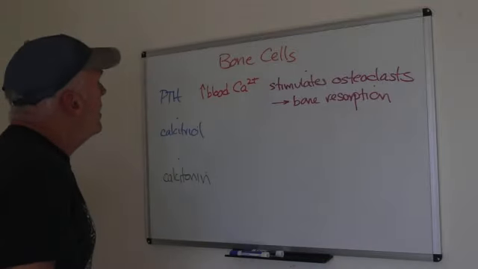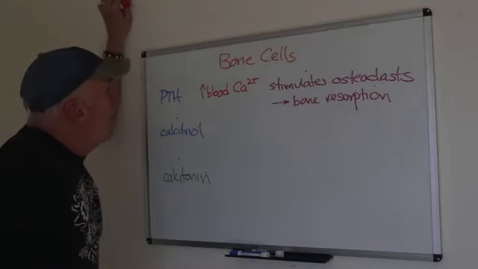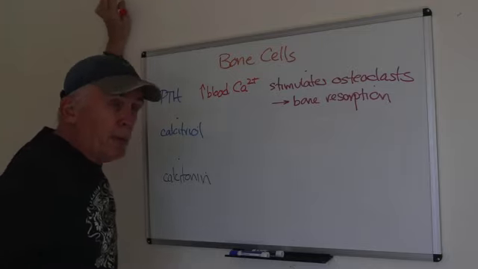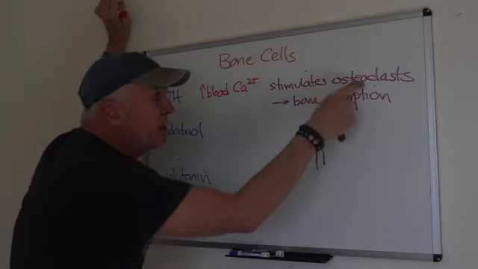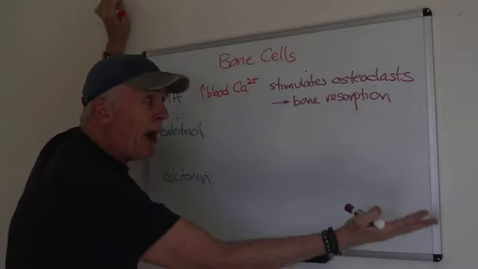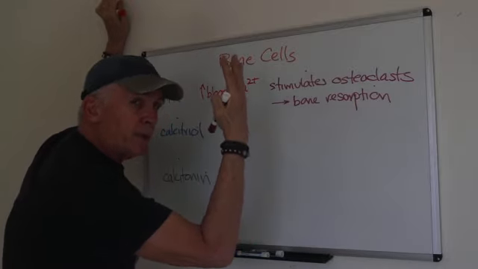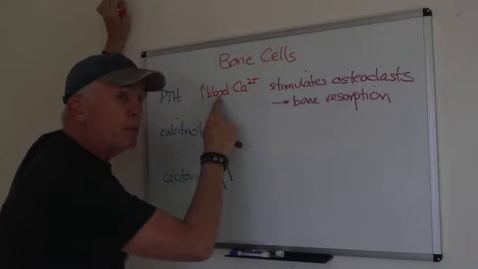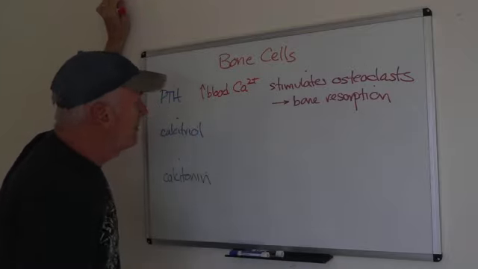Okay? So, if you have low blood calcium, your body will release parathyroid hormone. That will stimulate the osteoclast to start pulling calcium out of your bone, bone resorption, and put it into your blood. Therefore, it raises blood calcium.